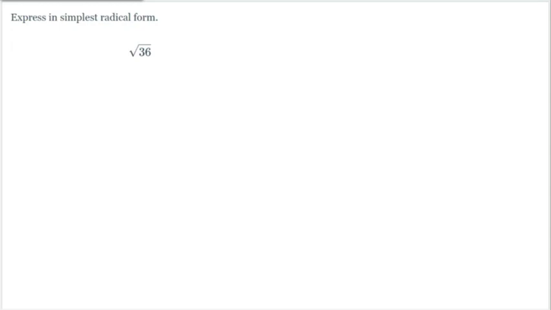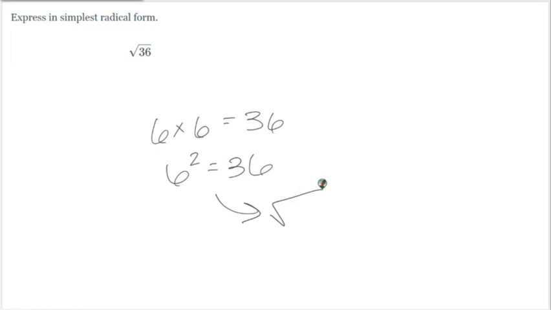All right, so for some of these problems, the first thing that you want to do is ask yourself, is the square root problem that you're given a perfect square? Well, we know that 6 times 6 equals 36, which means that 6 squared equals 36. That means inversely that the square root of 36 is equal to 6. So we know that the square root of 36, since it's a perfect square, is equal to 6.